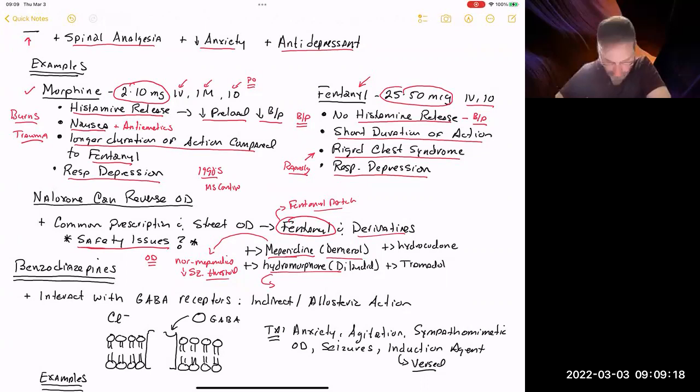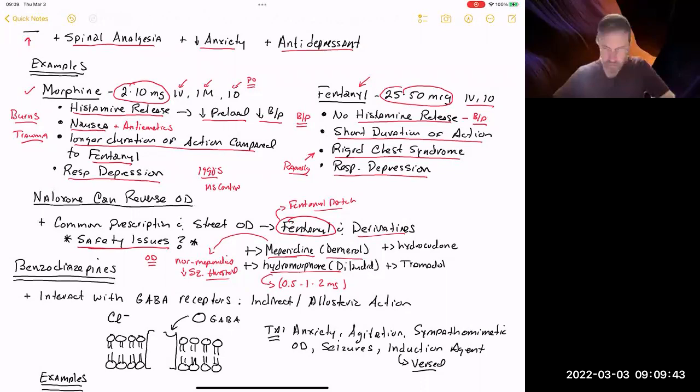So with hydromorphone, you're typically giving 0.5 to maybe 1 to maybe 2 milligram doses, versus 2 to 10 milligrams of morphine, or 25 to 50 micrograms of fentanyl. So hydromorphone is a little more potent than morphine, but not as potent as fentanyl.